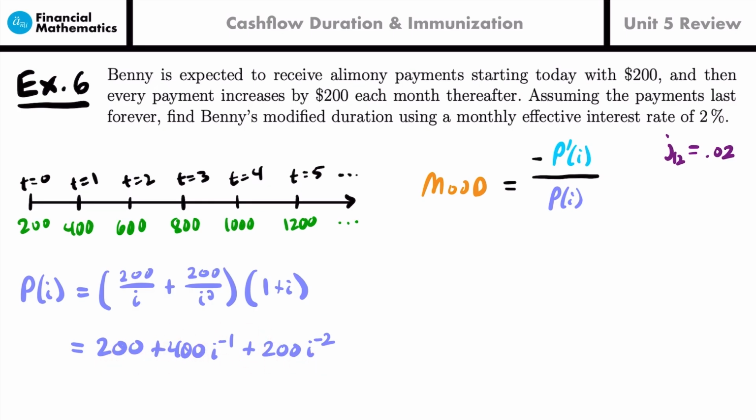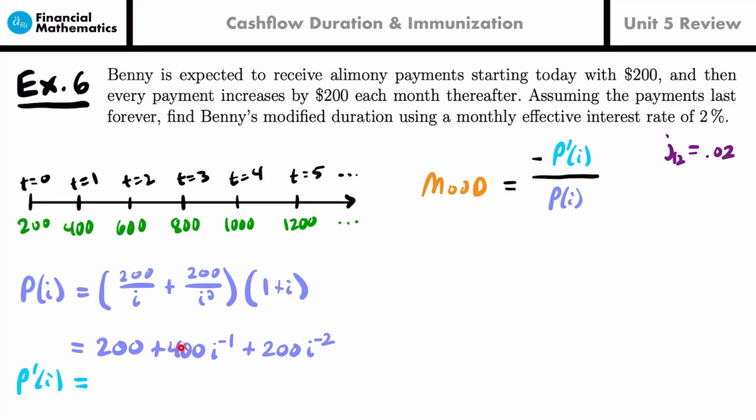It's nice and simple. We can very easily take its derivative, which would be P prime of i, and we need that in order to calculate the modified duration. So let's take the derivative here. P prime of i will be equal to the derivative of 200, which is 0. 200 is a constant. The derivative of all constants is 0, so I'm not going to write anything for that. But then for these two terms, we are taking a derivative with respect to i, remember that. So for both terms, we will need to use the power rule for derivatives.